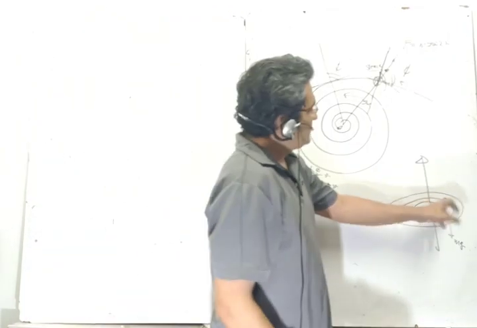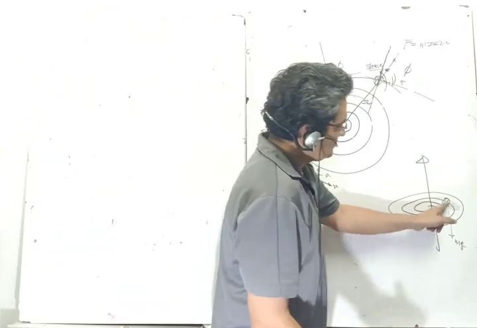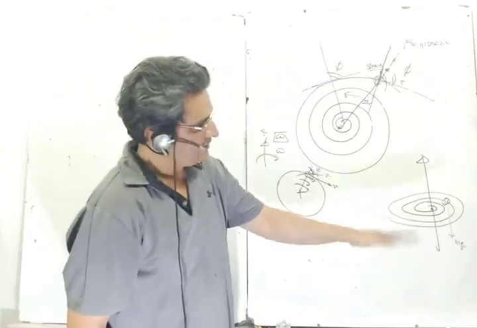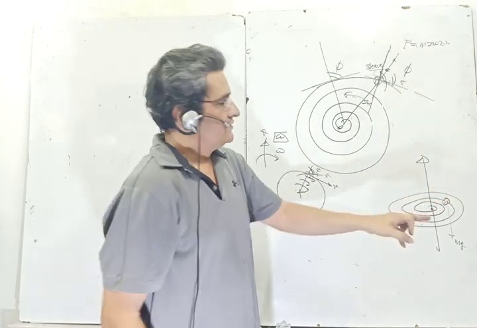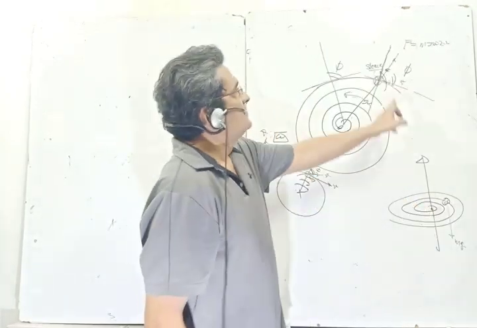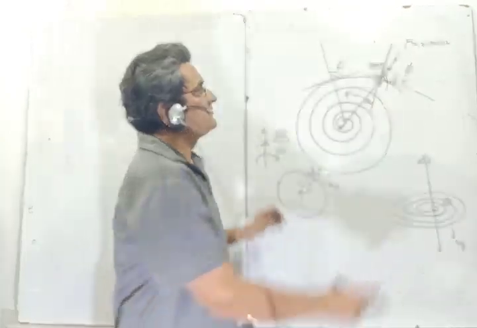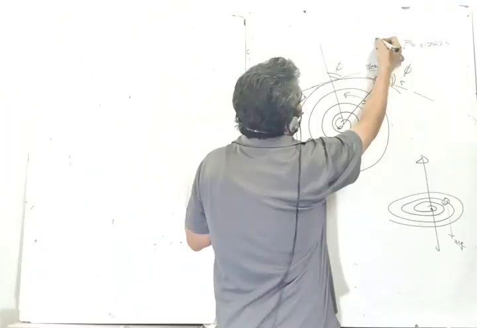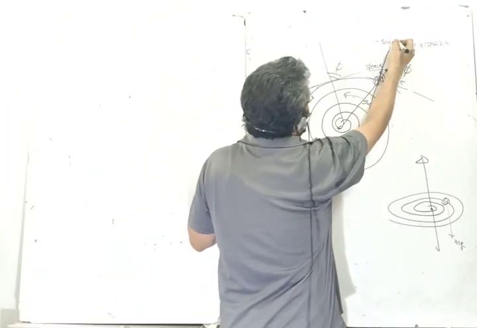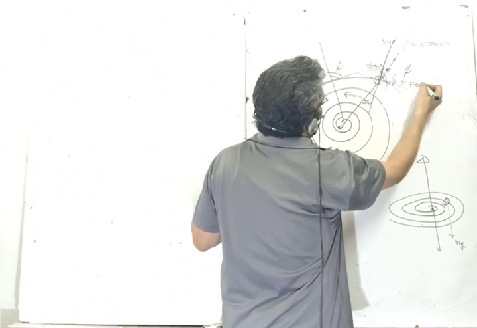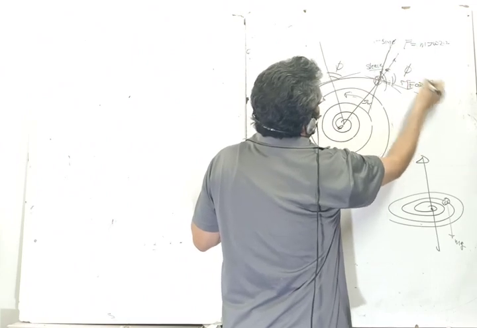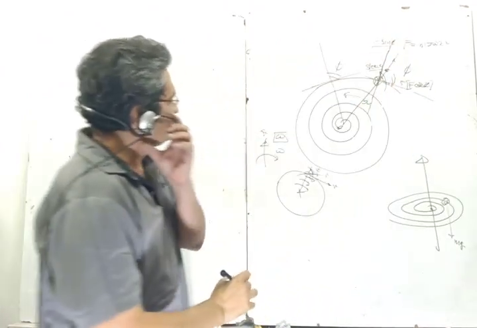This mg is also acting normal to velocity. Mg is in the vertical plane, velocity is in the horizontal plane, so this is normal to velocity. Coriolis force is normal to velocity. F can have two components: F sin phi and F cos phi. F sin phi is also normal to velocity.